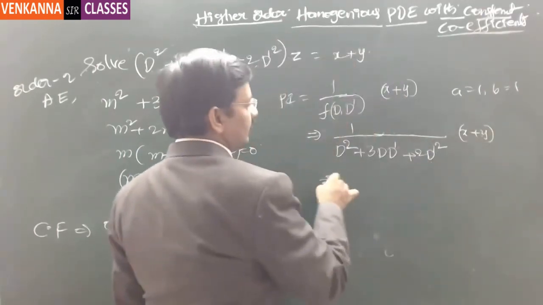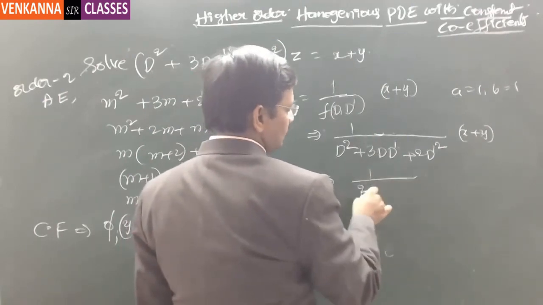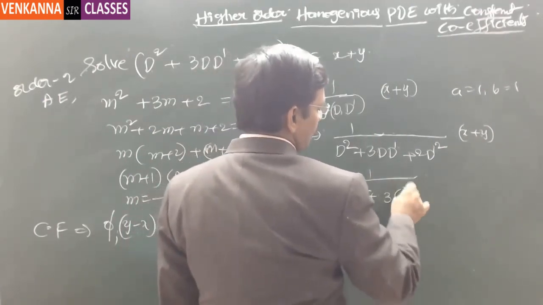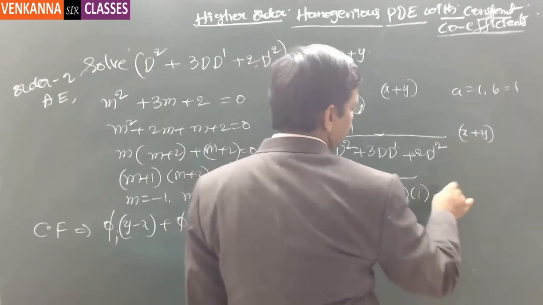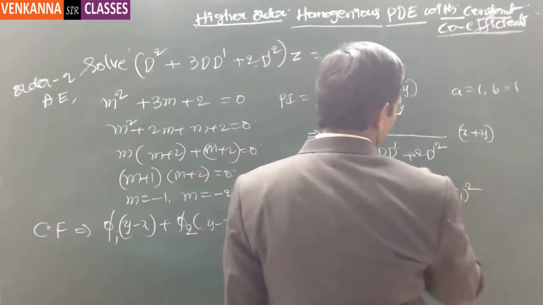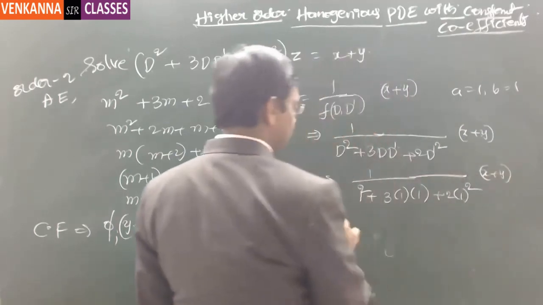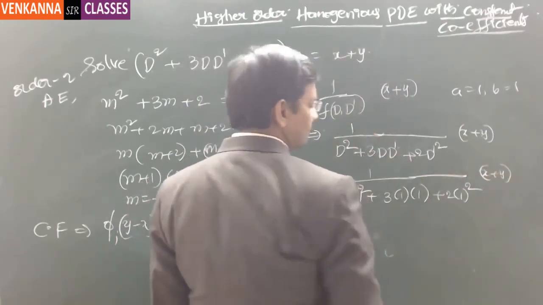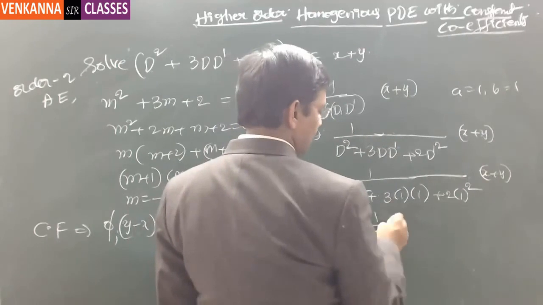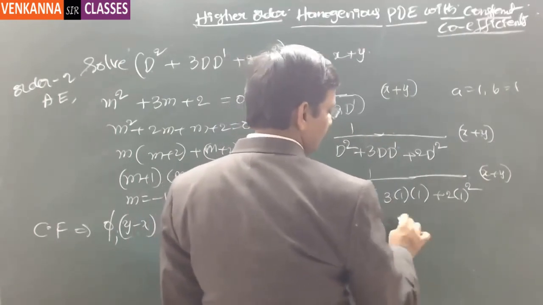Now this is going to be 1 by 1 squared plus 3 into 1 plus 2 times 1 squared, operated on x plus y. Then this is going to be 1 plus 3 plus 2, so this is 1 by 6. And then I call this as v.